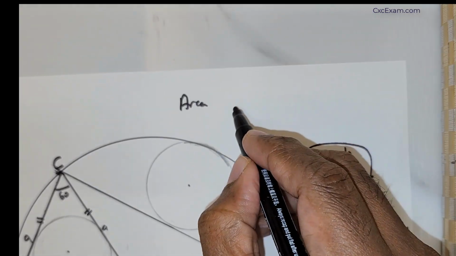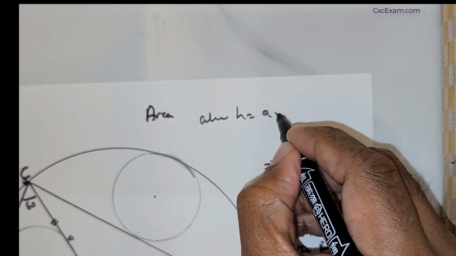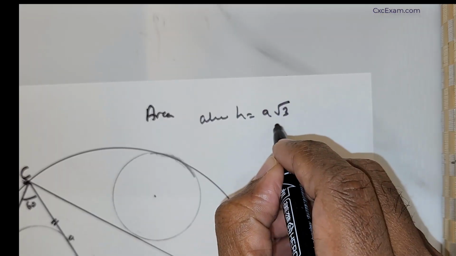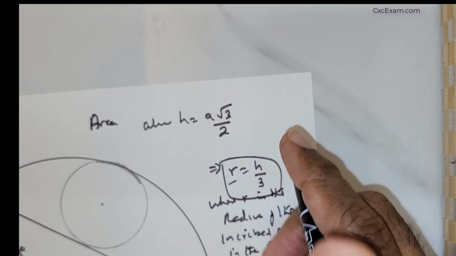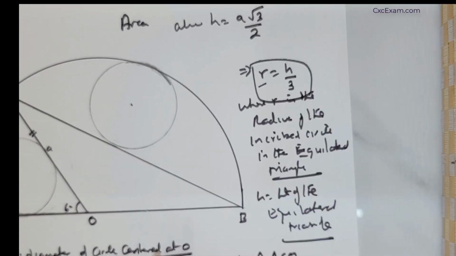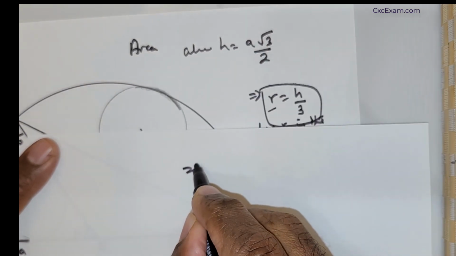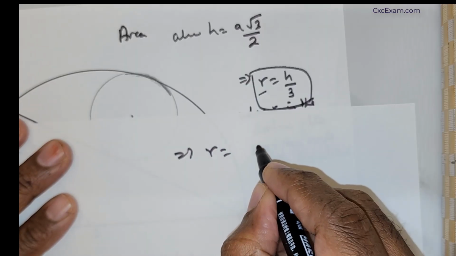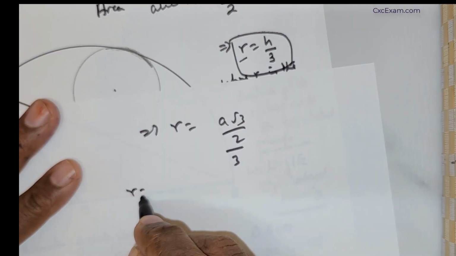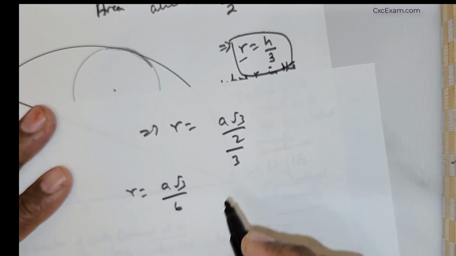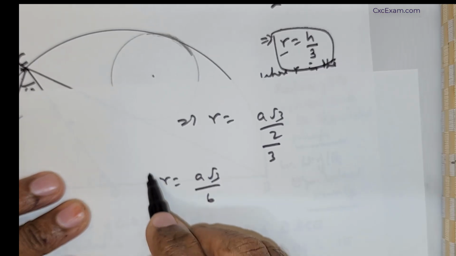So what is the next property? Also, since H is the height of the equilateral triangle, H is also given as H is equal to A times the root of 3 over 2. So I substituted here. Let me use the other side of this space. Then this means R is equal to A times the root of 3 over 2 divided by 3, which means R is equal to A times the root of 3 divided by 6. This is what you get, R. Okay.